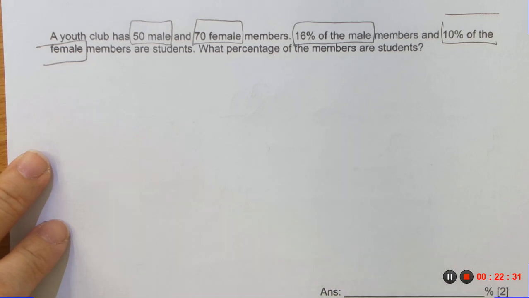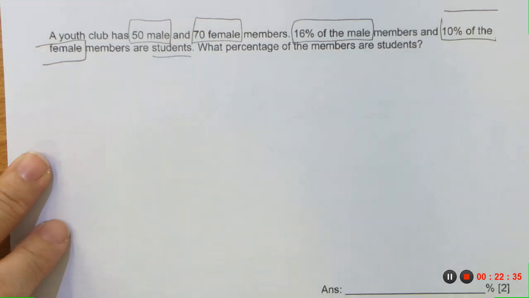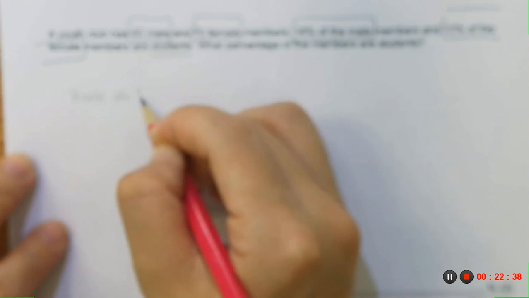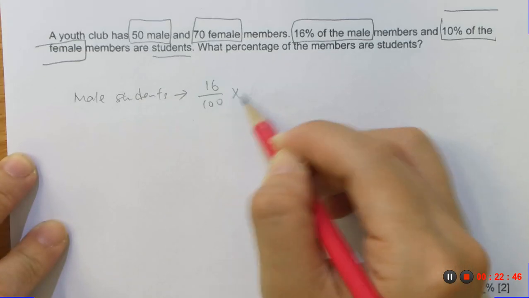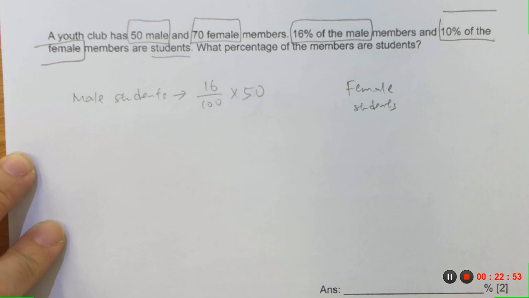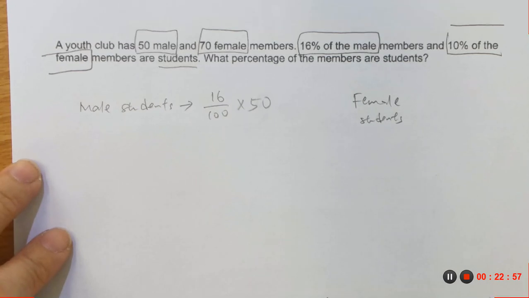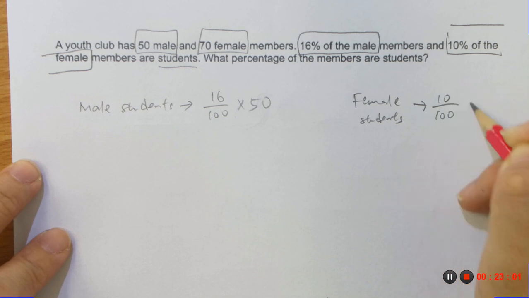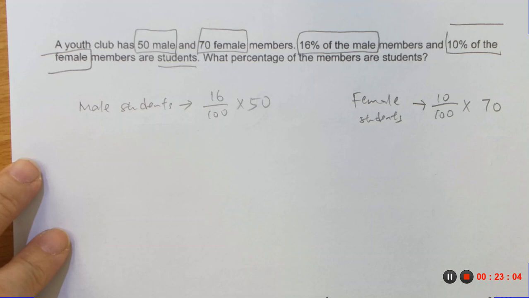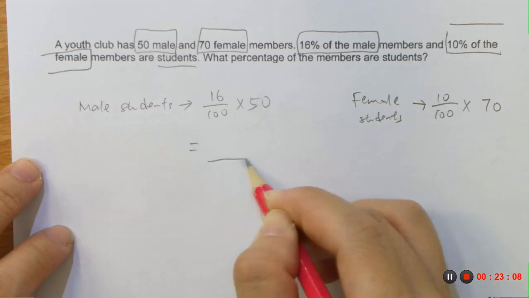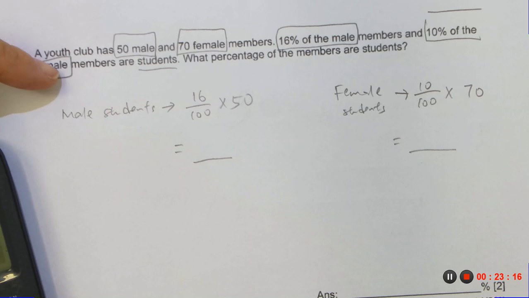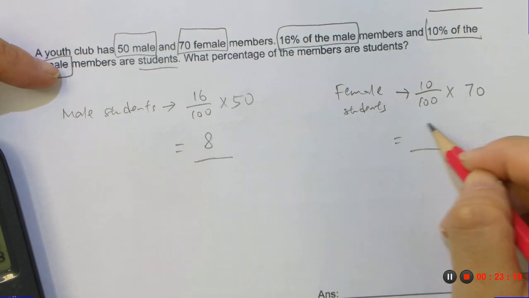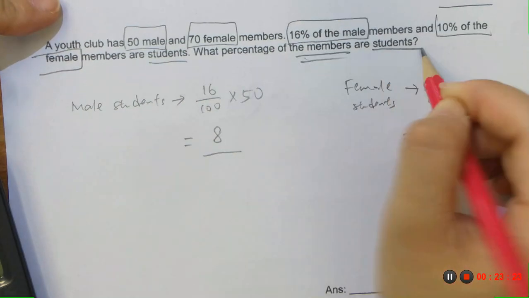So I can calculate the male students by using the 16% times the 50 males, and then the female students being 10% times 70. I'll get the numbers. 8 and 7.